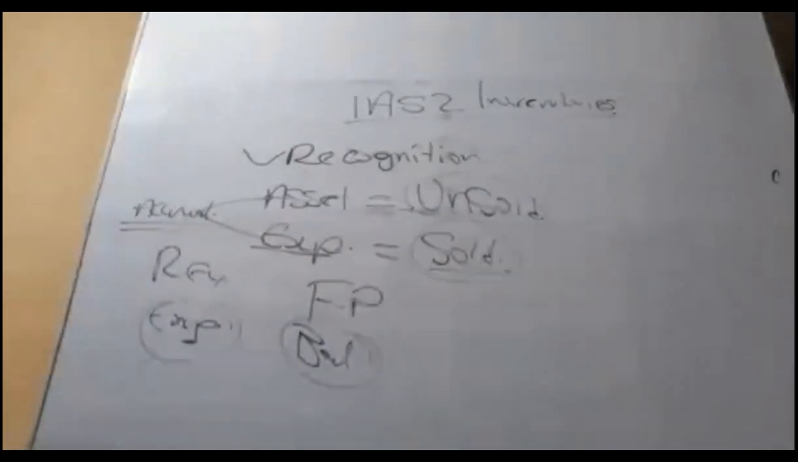Inventory exists because of the accrual concept. That's why we call it inventory. If not for accrual, using the cash basis, there's no inventory. Yes, on a cash basis there's no inventory. Good. So take note.